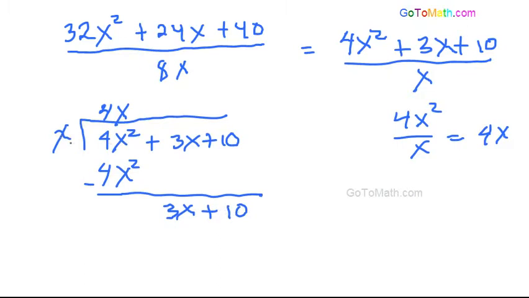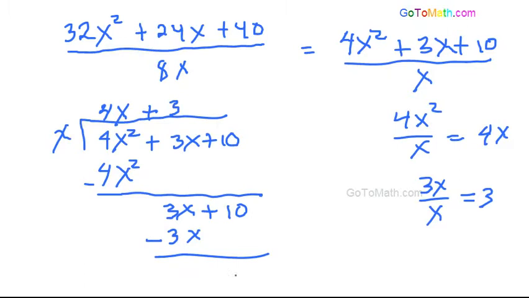Instead of with the 4x squared, we do it with 3x. So x goes into 3x, and think of it this way as 3x over x, and simplifying this down, what do you get? You get 3. So we end up with plus 3, then we multiply 3 times x, and then do the minus sign there, and we end up with 10.